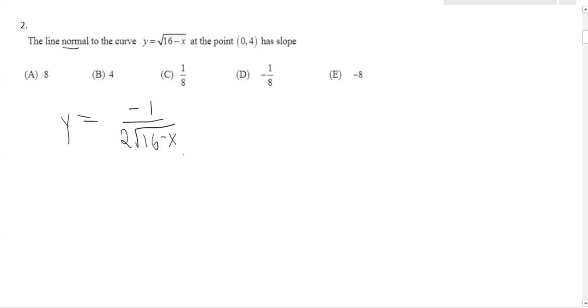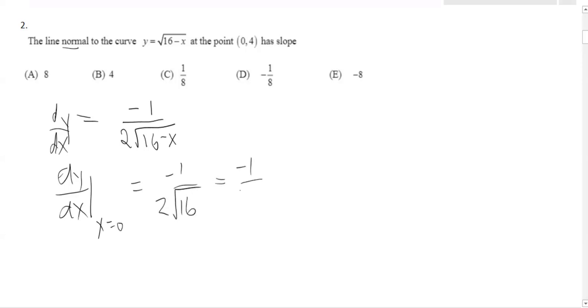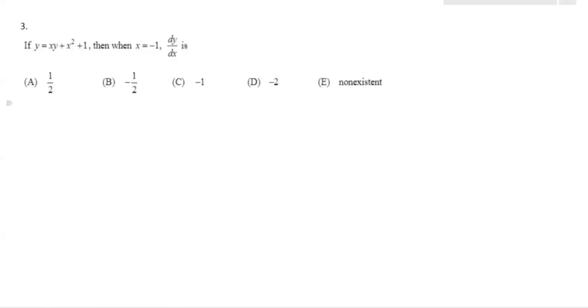So we're just going to go with that there. So dy dx is equal to -1 over 2 root 16 minus x. So if I do dy dx evaluated at x equals 0, I get -1 over 2 root 16, which is -1 over 2 times 4, which is -1/8. Now, that is the slope of the tangent line. The normal line, you're going to take the reciprocal and change the sign, so you would have +8, which is choice A here.